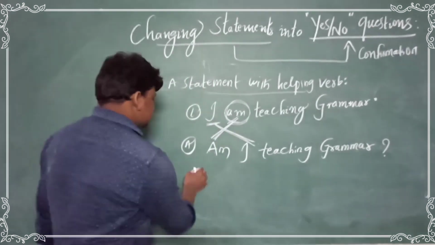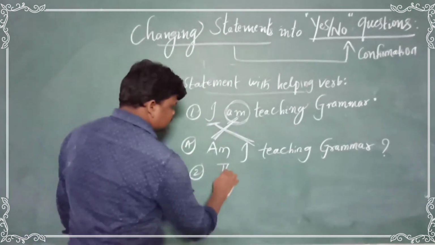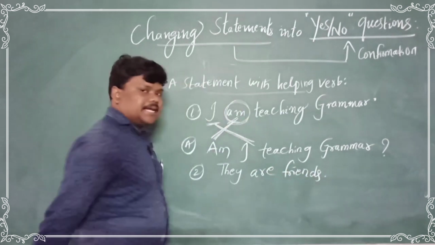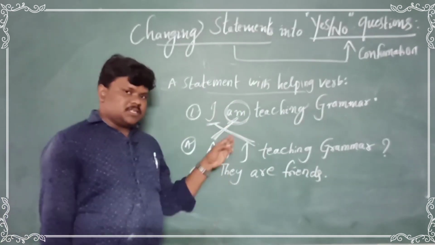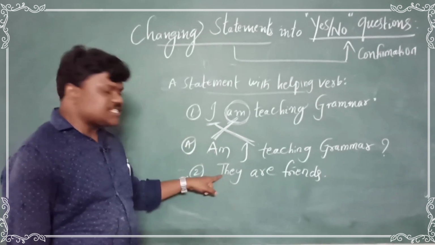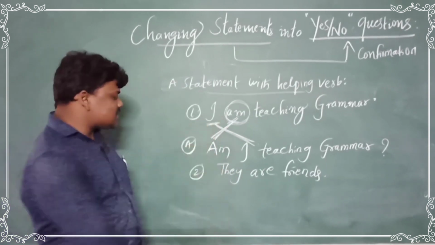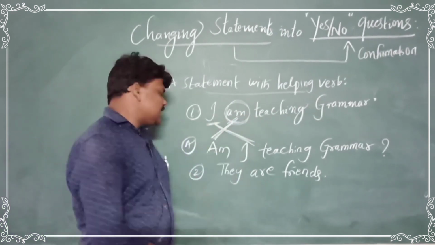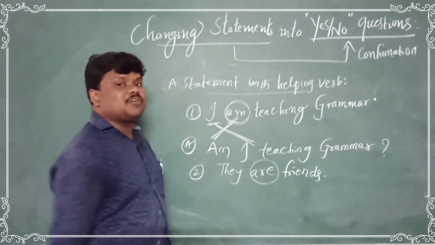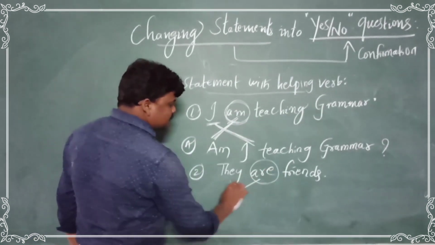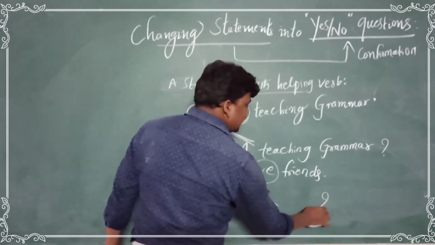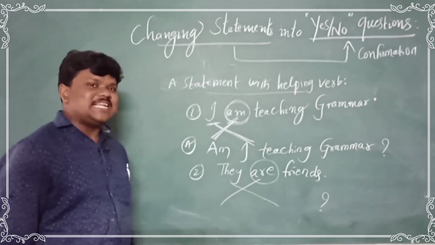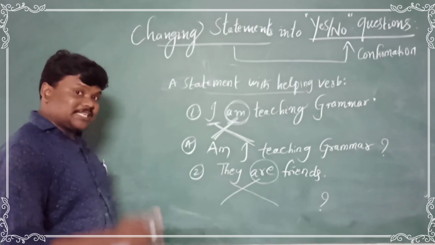One more example. They are friends. Without any doubt, this is a statement. If a sentence starts with a subject, it is a statement. How can we change this into a yes or no question? Try to identify where the helping verb is, interchange these two, and keep the question mark at the end. You will get a yes or no question easily. Very important for your textual grammar.